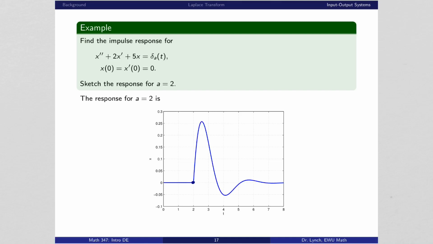Okay, folks, that's it for our discussion of impulse functions, the Laplace transform of the delta function, and input-output systems.